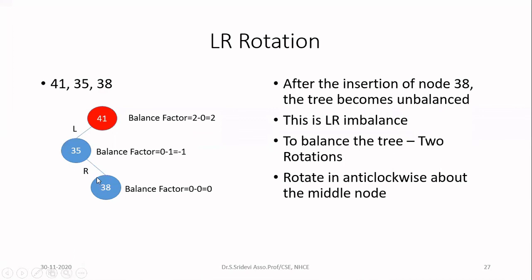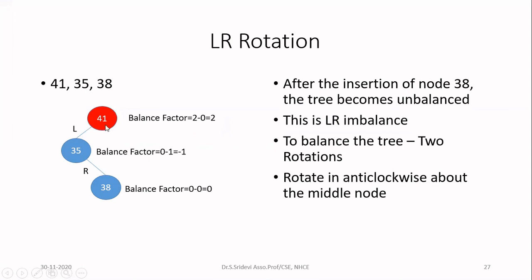So now calculate the balance factor of all the nodes. For 41, in the left subtree, the height is 2 because we have two links here. That is the longest path we have. And in the right subtree, the height is 0. So balance factor is 2 minus 0, it is 2. So it is having the imbalance. But here there are 3 nodes. So we are saying that 41 is having the imbalance.